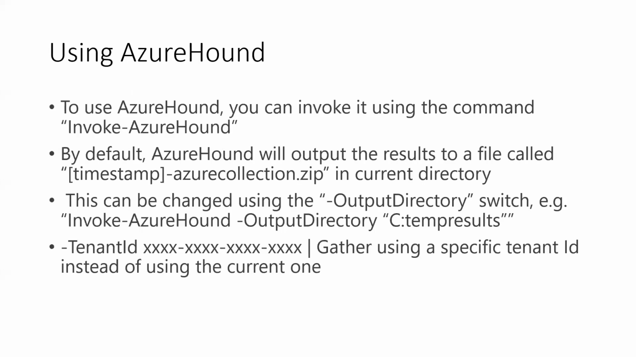Okay, I guess I did put it just in the slide. Basically, to use AzureHound, you just invoke it, it's just a simple PowerShell thing. Then it creates a zip file, and you can also use it to collect data from different tenant IDs with the switch. So it's really useful for just collecting, enumerating AD information, even if you have multiple tenants in place.